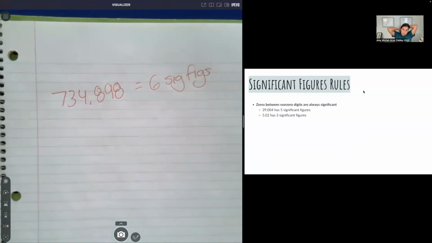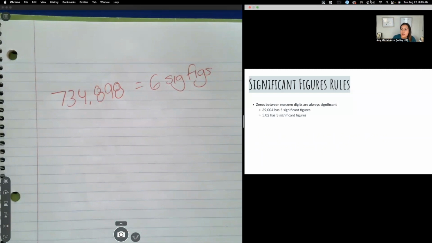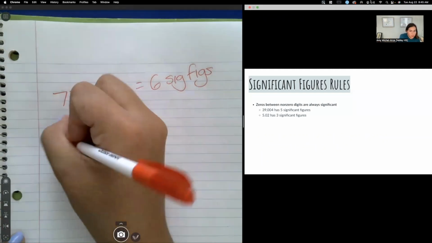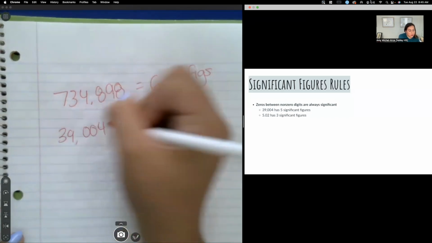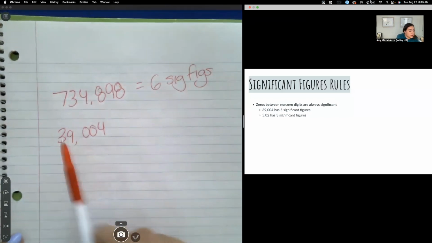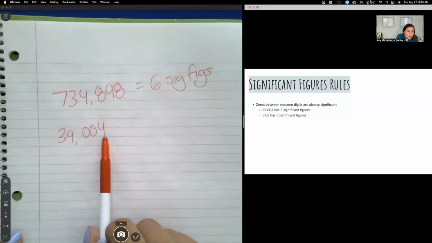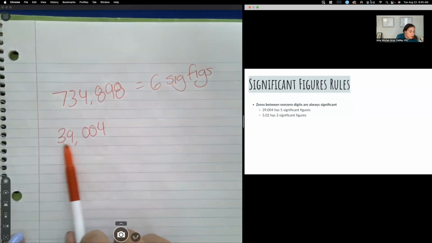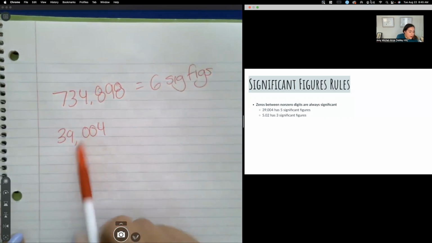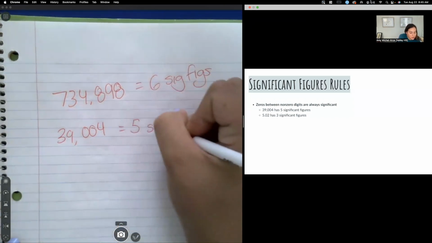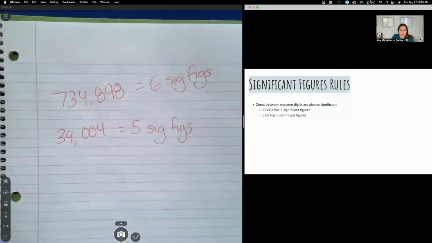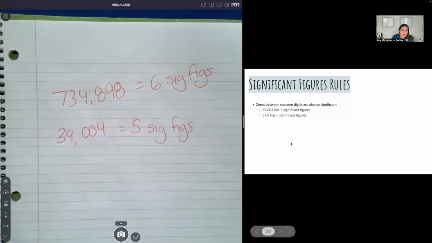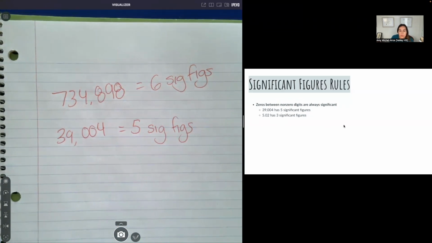Second rule, zeros between non-zero digits are always significant. So 39,004. This is significant, this is significant, this is significant because they're not zeros. These zeros are between 2 non-zeros, so they do matter. So 3 here, 4, 5. This is 5 significant figures. So zeros between non-zeros. Also the 5.02, the 0 is between the 5 and the 2. That one counts. So there are 3 there.